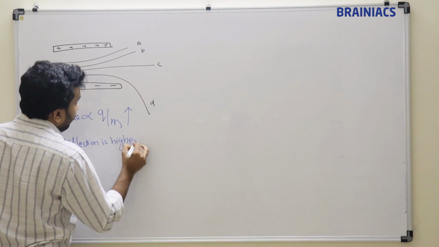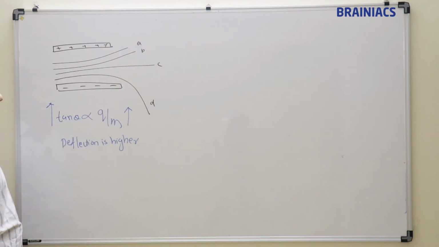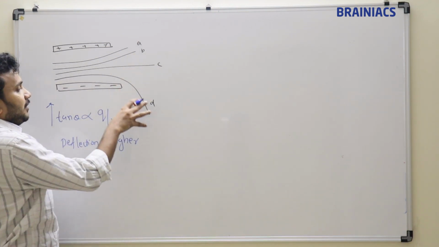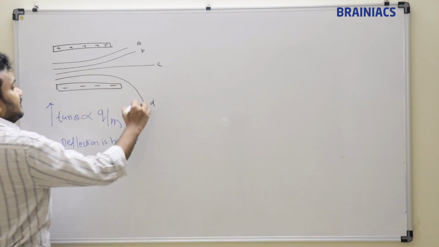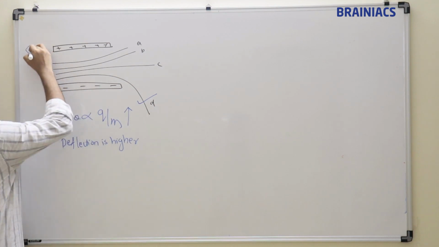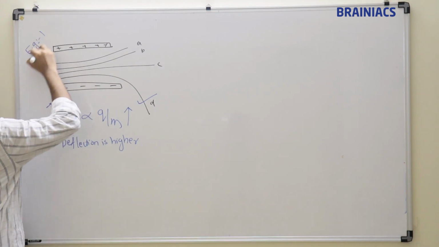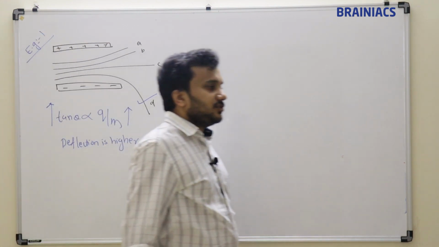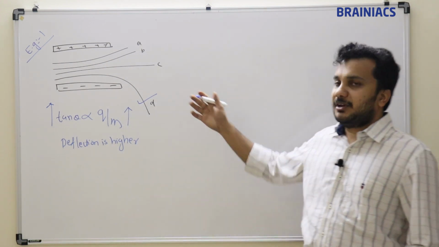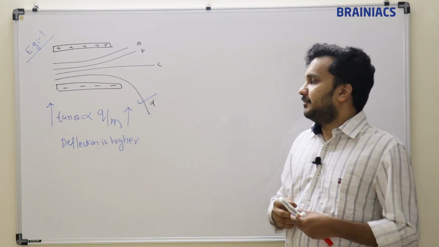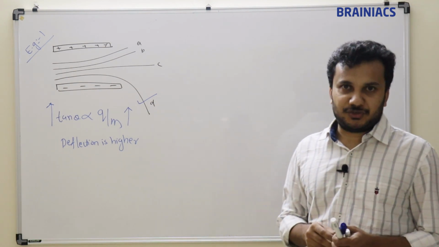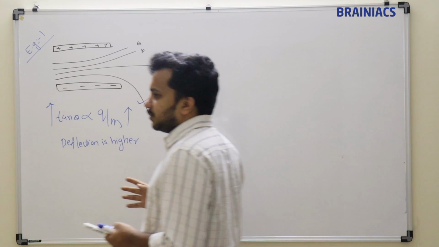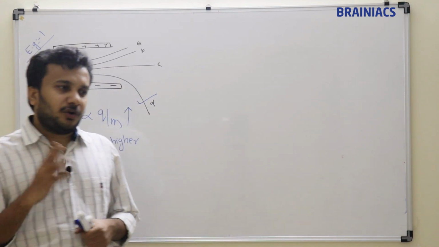So now you know which one in the graph, A, B, C, D out of the 4 options, will have the highest charge by mass. The answer is option D. This is my first example to you. The body which has the highest charge by mass ratio will have the highest deflection. Hope you understood. Based on this, they can ask a lot of questions.